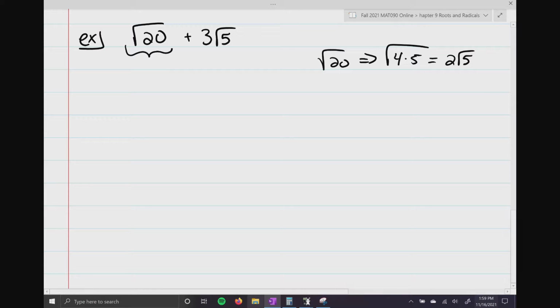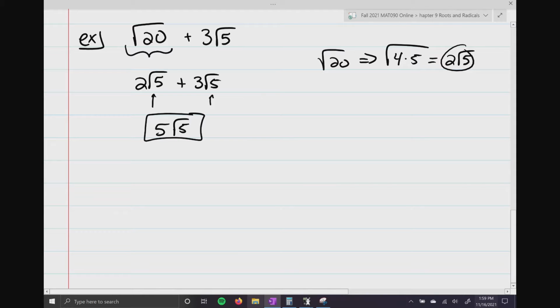So from here, I'm just going to rewrite this as 2 square root of 5 plus 3 square root of 5. And now look, the radicals are the same. They're both square root of 5. So 2 plus 3 is 5 square root of 5. And I mean, that is as hard as it gets, to be honest. I'm not joking. It's just simplifying. You got to be able to simplify your radicals. So I'm going to do a couple more of these examples here.